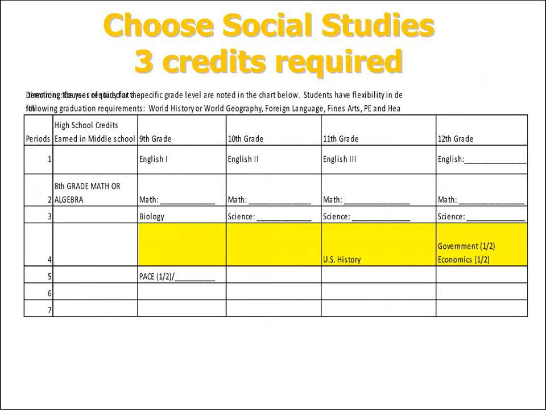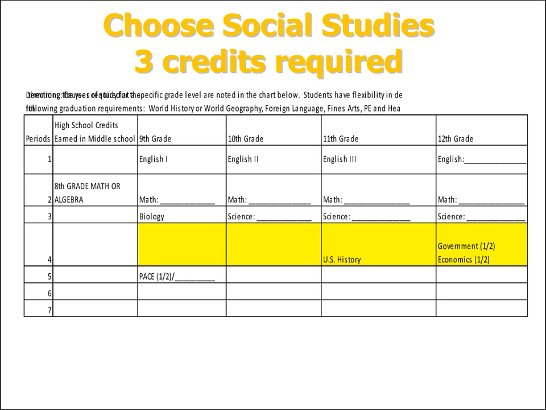So let's move on to social studies. Remember, as a part of our requirements for social studies, only 3 credits are required to graduate. Students must take U.S. history in 11th grade and government and economics in 12th grade.